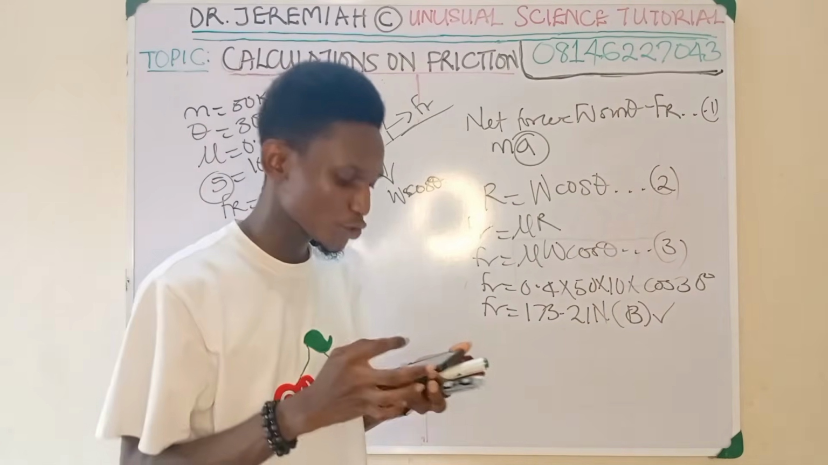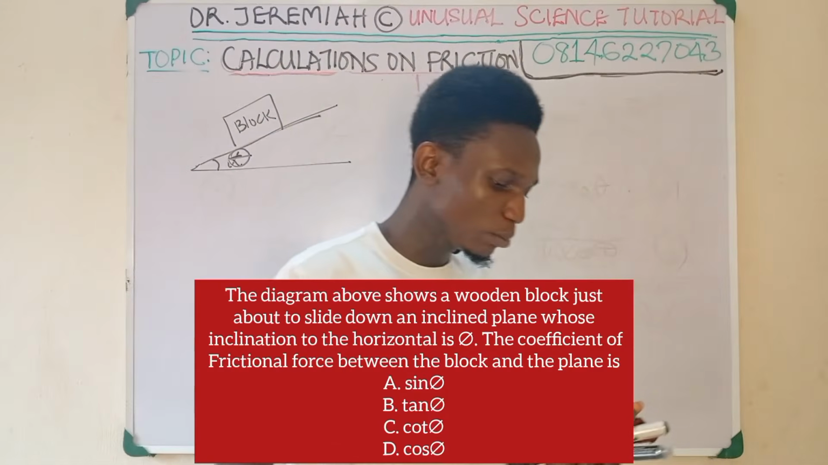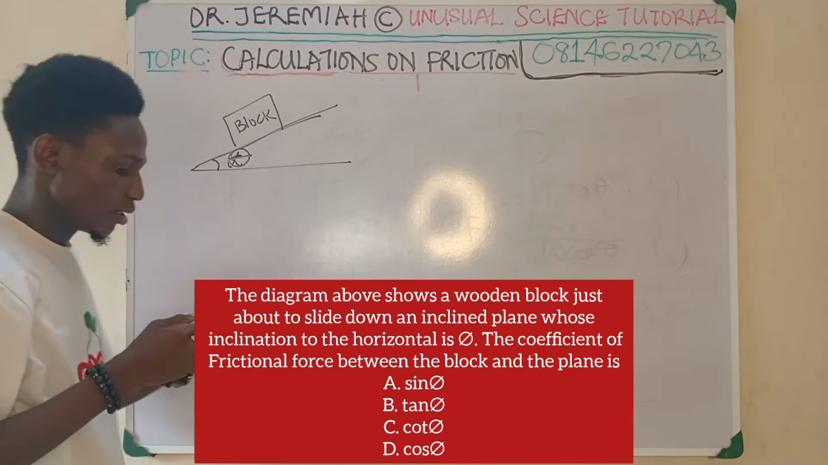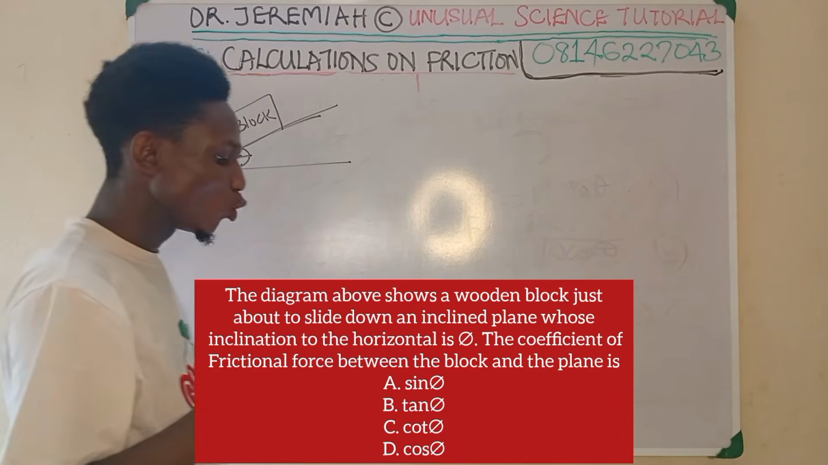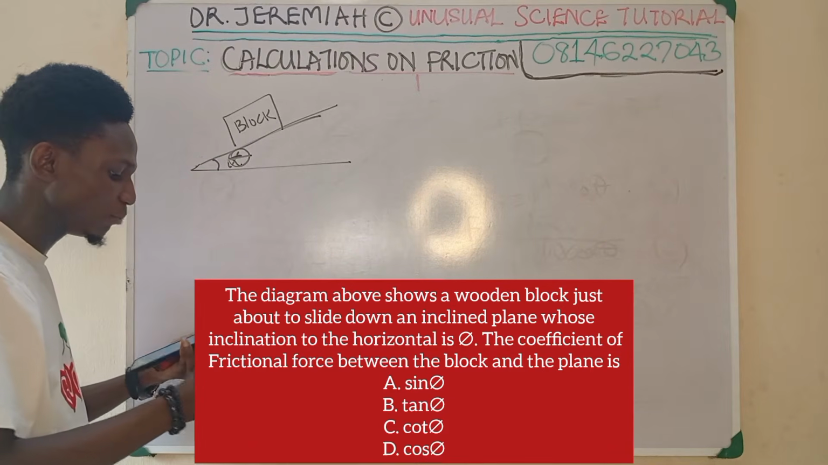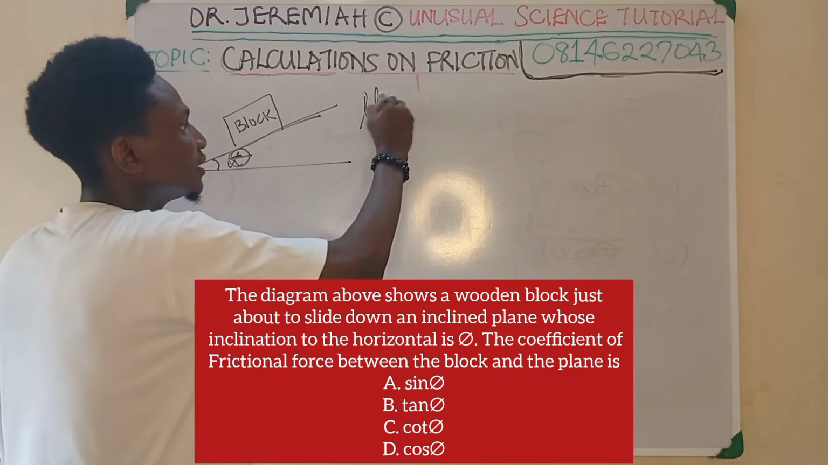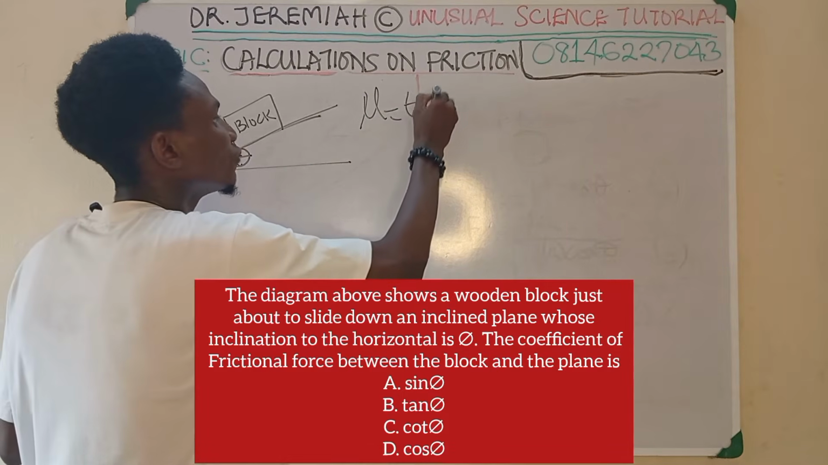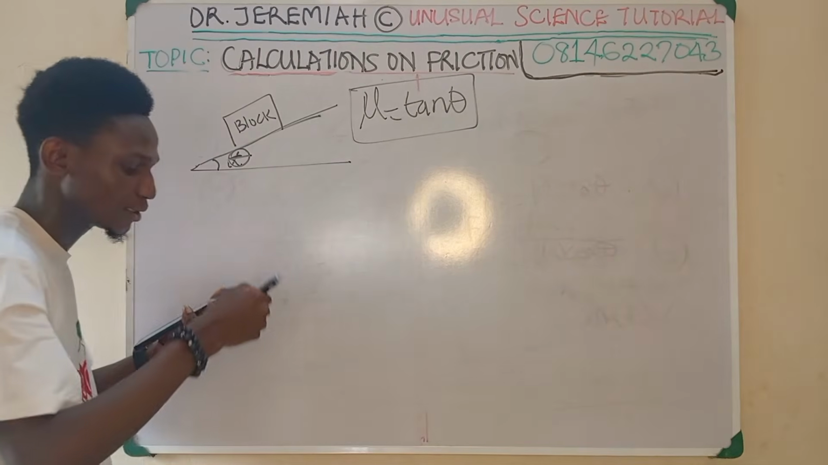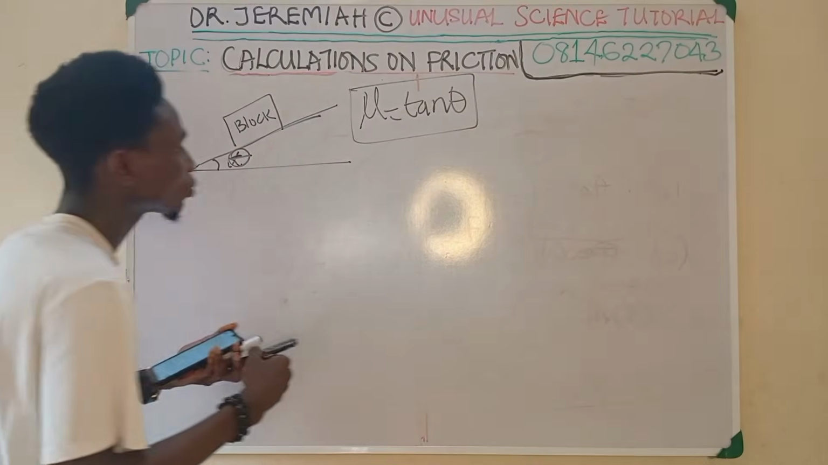Now let's quickly go on to question 2. The question says the diagram above shows a wooden block just about to slide down an inclined plane whose inclination to the horizontal is theta. The coefficient of frictional force between the block and the plane is... although let me just tell you, when you see a question like this, the coefficient of friction always equals tan theta. But for those writing WAEC or any A-level exam, let's quickly just do this.